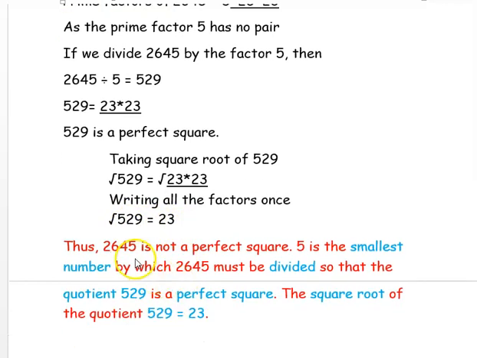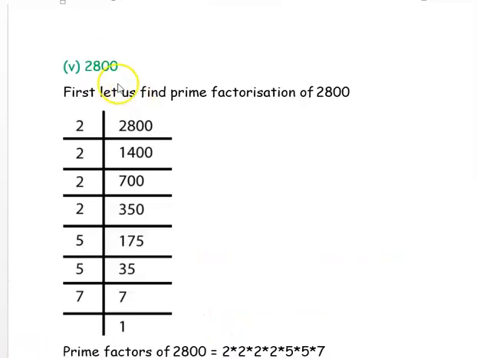Thus 2645 is not a perfect square number and 5 is the smallest number by which 2645 must be divided, so that the quotient we get is 529, which is a perfect square number. The square root of the quotient 529 is 23. The next number given is 2800. So I am going to find the prime factorization first.